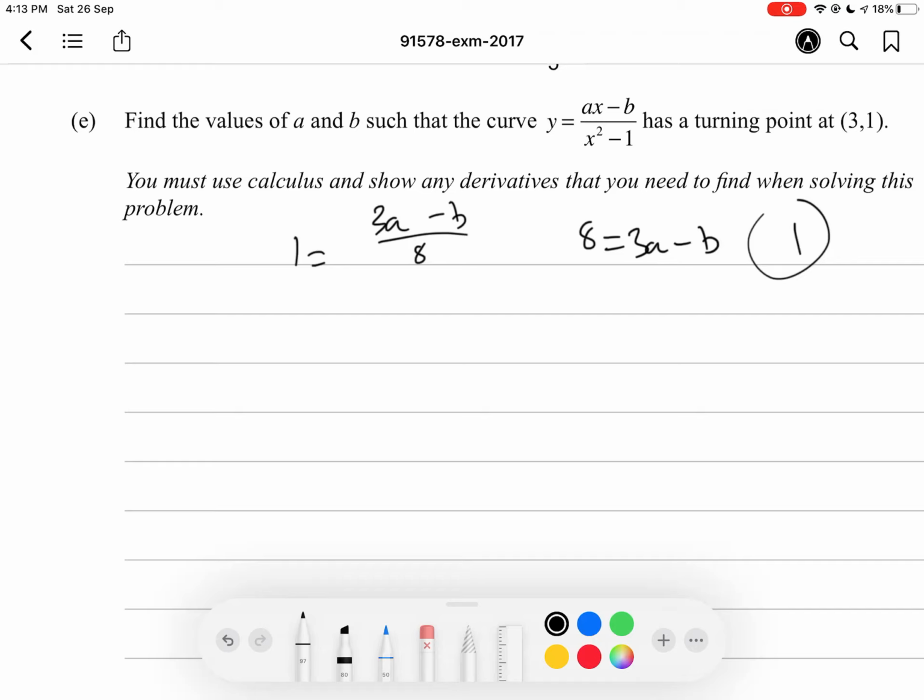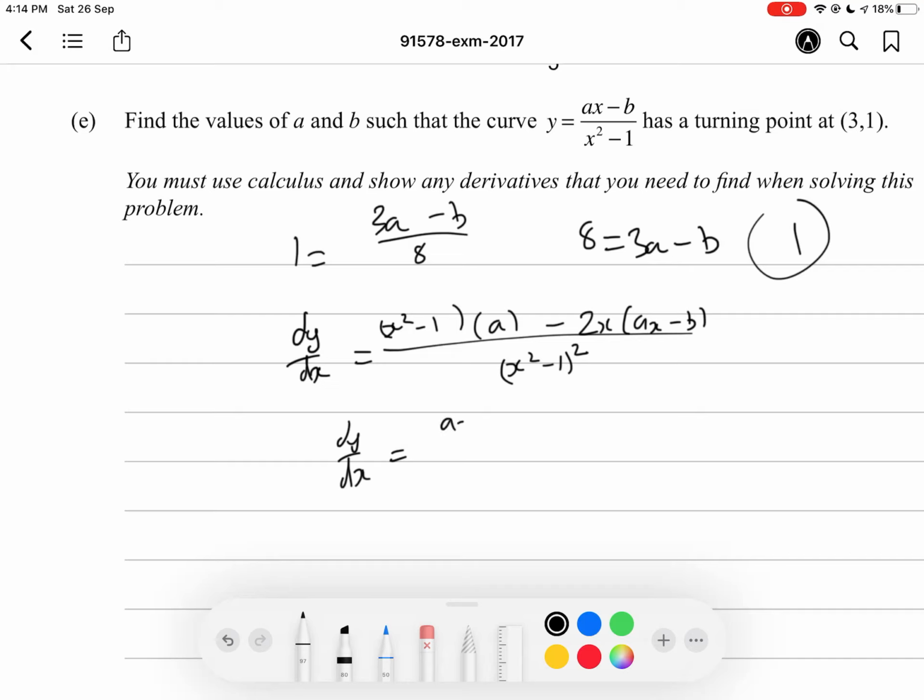In order to find our gradient function, we need to differentiate to get dy over dx. In this case, we have something divided by something else, so we're going to be using the quotient rule. It's x squared minus 1 multiplied by the derivative of ax minus b, which is just a, minus the derivative of x squared minus 1, which is 2x, multiplied by ax minus b, all over (x squared minus 1) to the power of 2. So dy over dx equals (ax squared minus a minus 2ax squared plus 2bx) all over (x squared minus 1) squared.